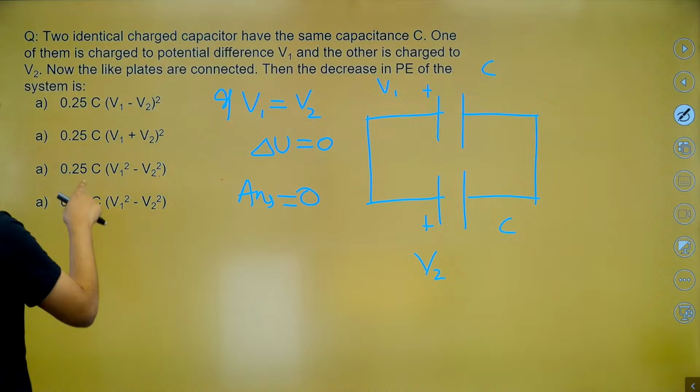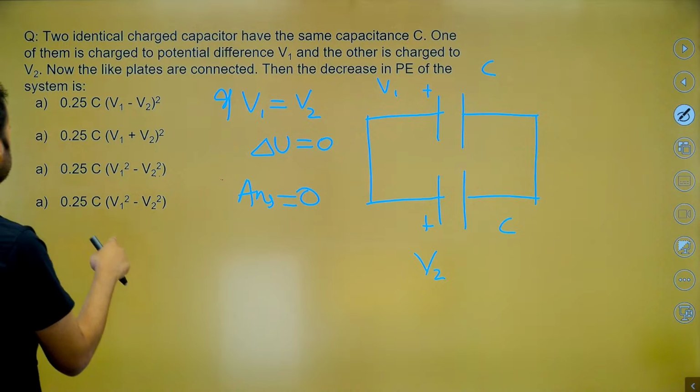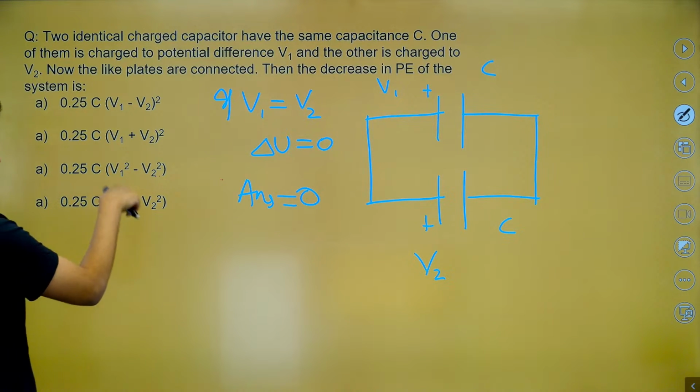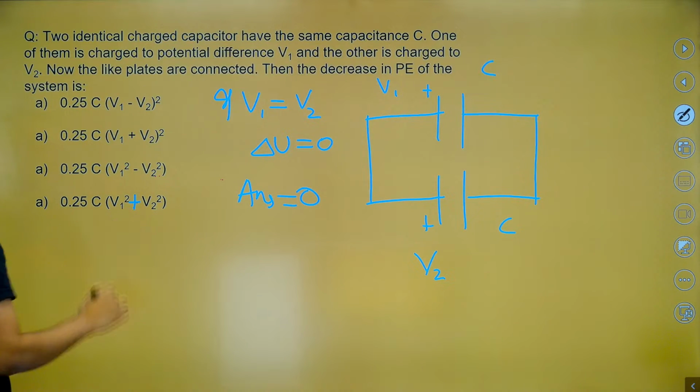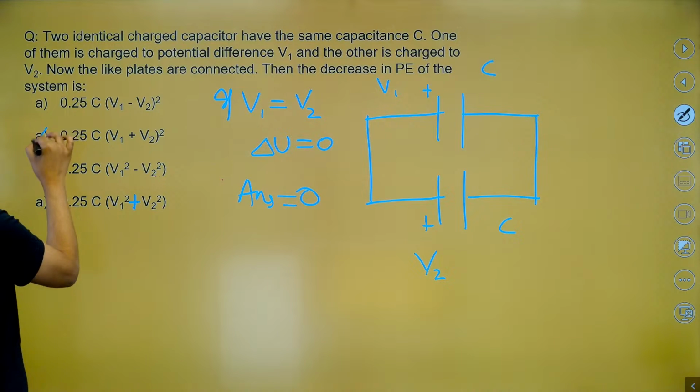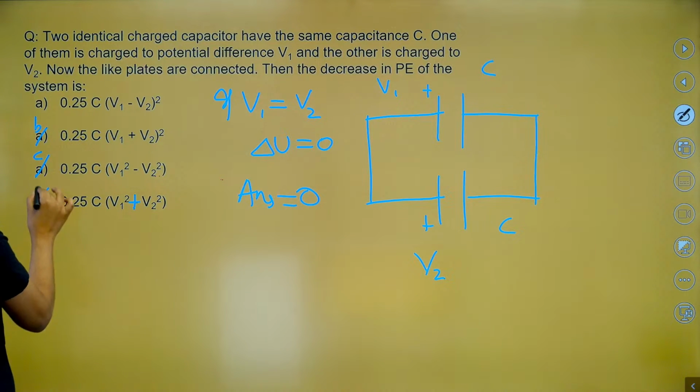So if you check the options, I think by mistake I have written both of them as minus. One of them was plus. This was the correct option that was given. So one of them was plus, one of them was minus. So again, this will be B, this will be C, this will be D.